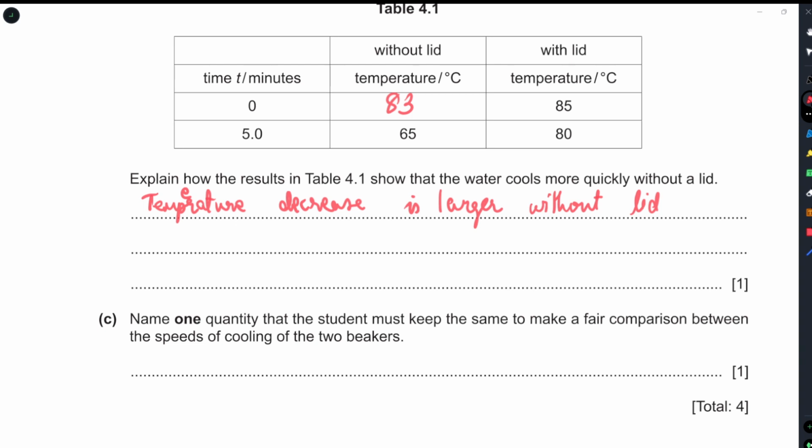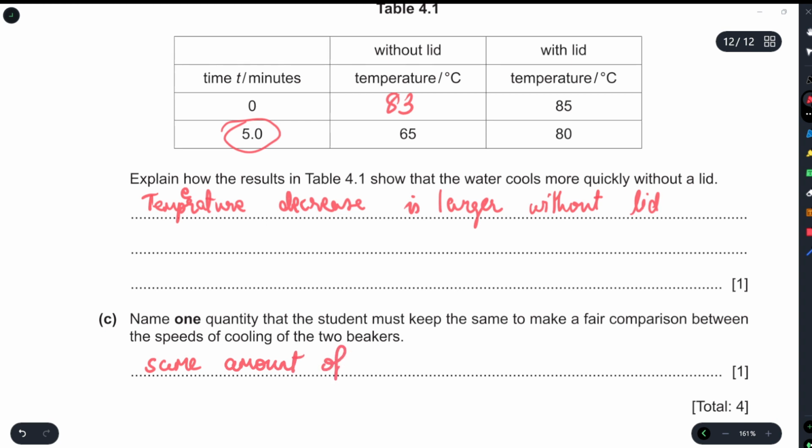Same time, which is the 5 minutes measured. Same initial temperature, same amount of water, same size of beaker. It's not that one beaker has a very large surface area and the other a very small one. Evaporation affects cooling as well. So a lot of options. Same amount of water: if she is taking 200 grams in this experiment, then for both experiments she is supposed to take 200 grams.